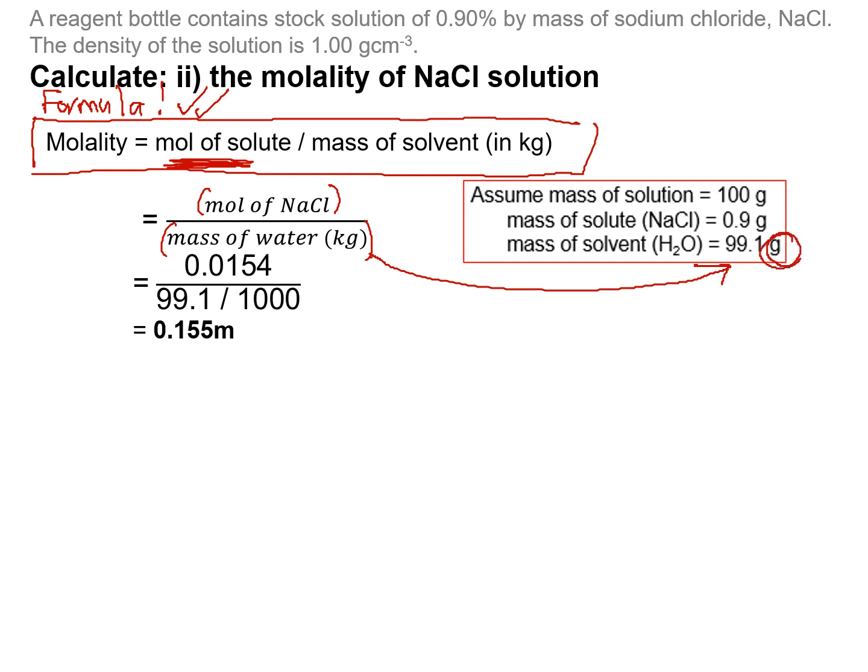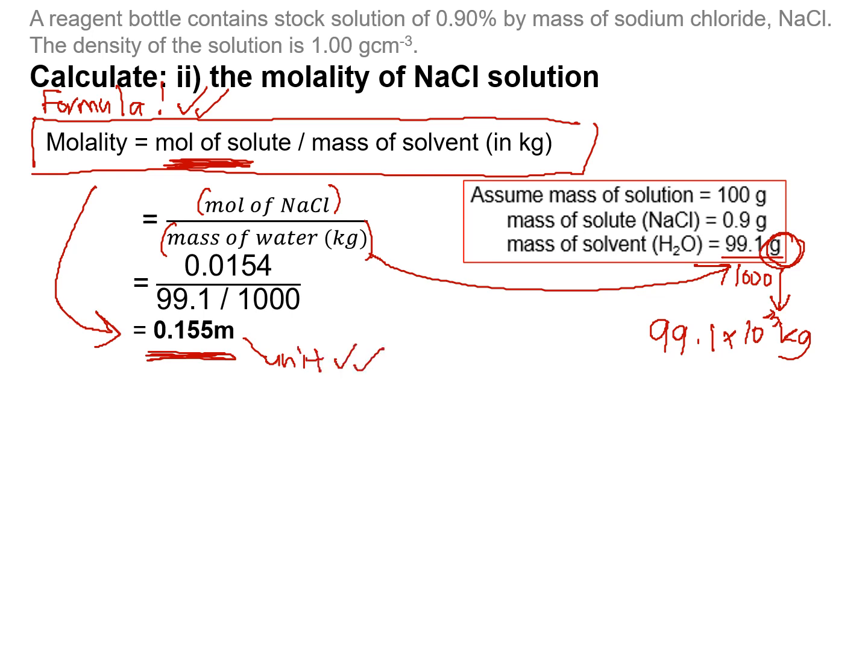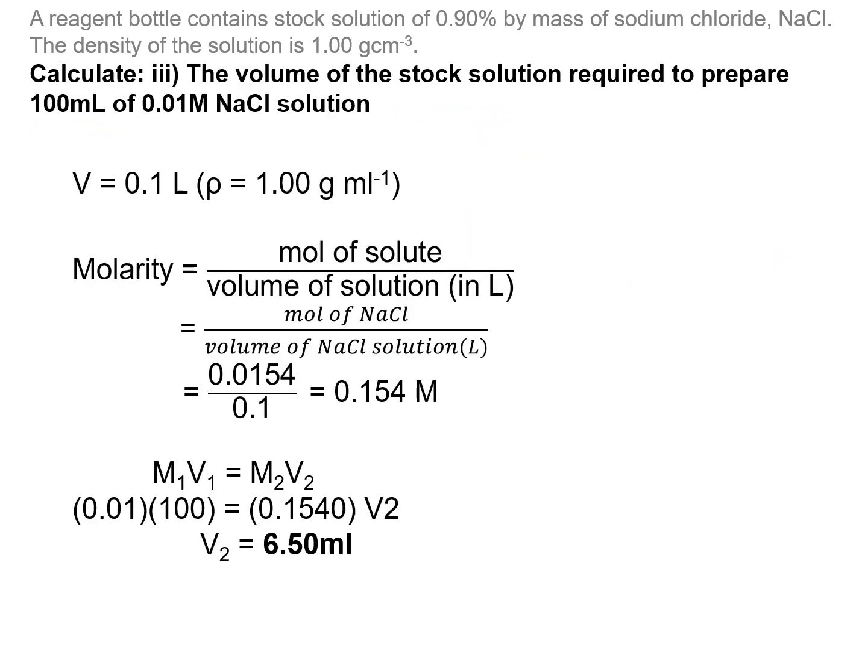But it is in gram. What you need to do? You need to convert it to kilogram. So, you need to divide it by 1000. And you will get 99.1 times 10 to the power of -3 kilogram. Okay, so after that, you get the molality of NaCl solution, which is 0.155 m. Small m, okay. Don't forget the unit, otherwise you won't get marks.